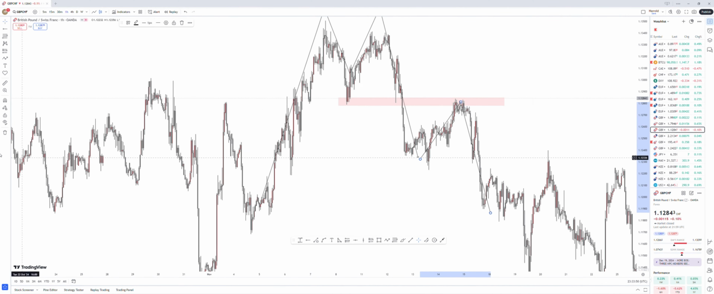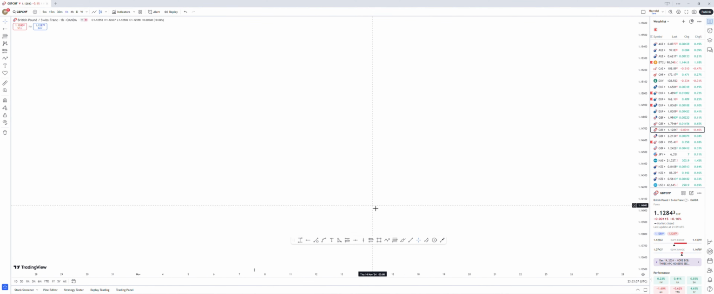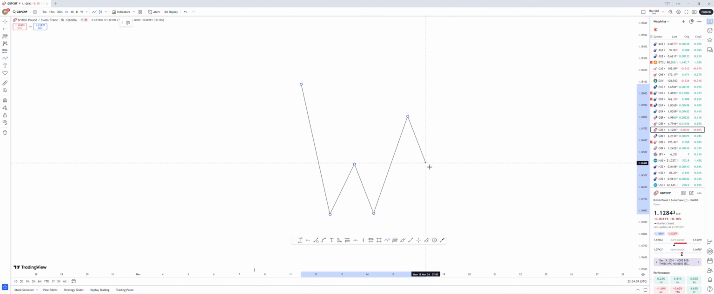Okay, so let's take the next one, which is the W pattern. The W pattern is the exact inverse of an M pattern. So this is how the W pattern looks. You have your first shoulder, you have your second shoulder, you have your break, your retest on the neckline of the shoulder, target where the W pattern began. So this is how you're going to mark it out.